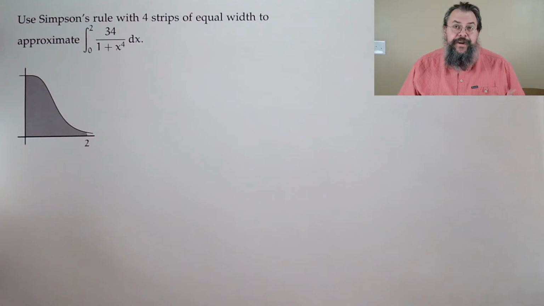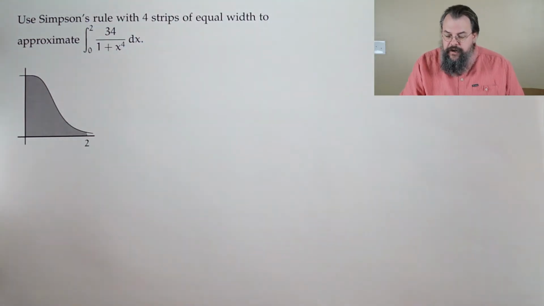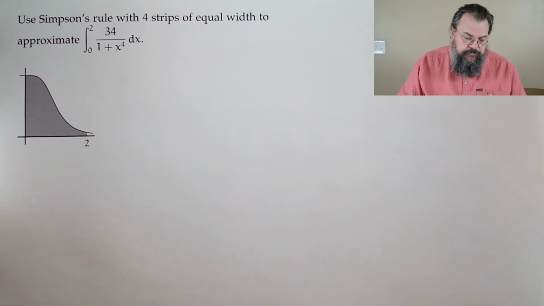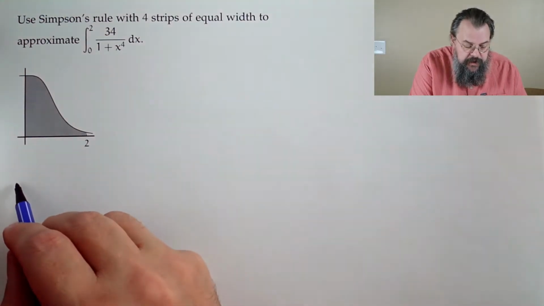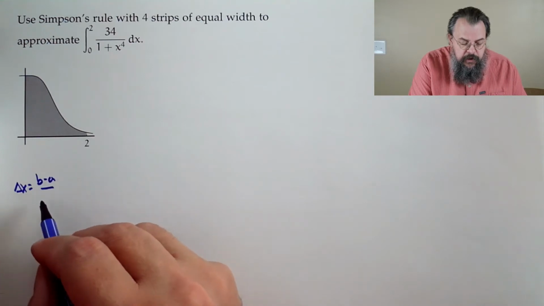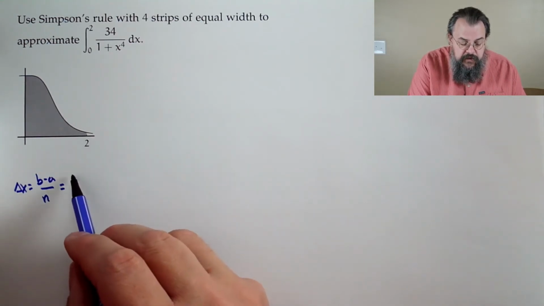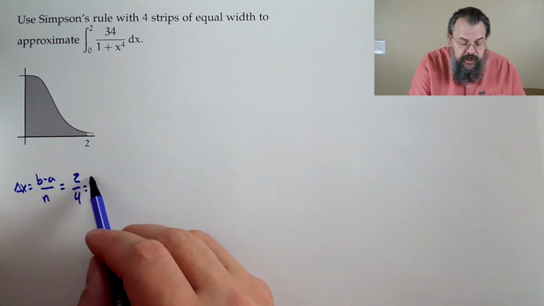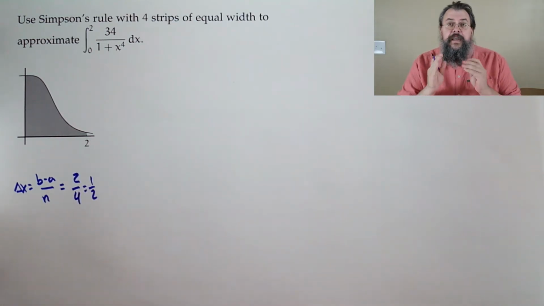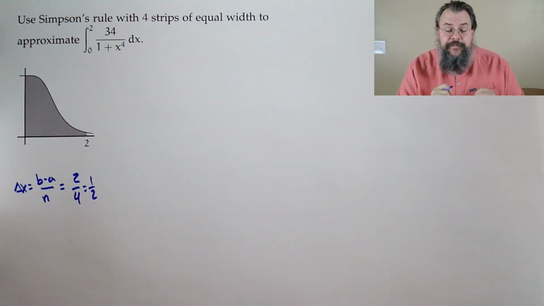Okay, so what do we need to do? We have 4 strips of equal width. That says we need to break things up into 4 equally sized pieces. So our width is the difference from start to finish over how many parts. In our case, b minus a is 2, and the number of parts is 4. So our intervals are going to have width a half.